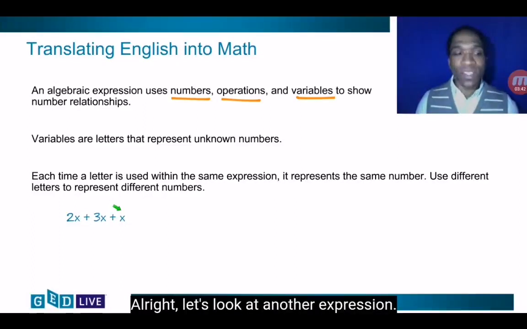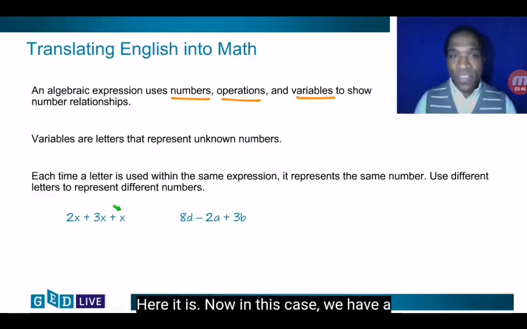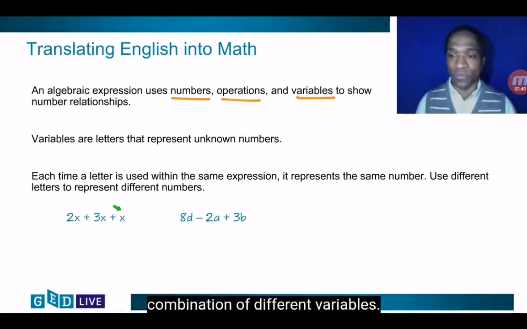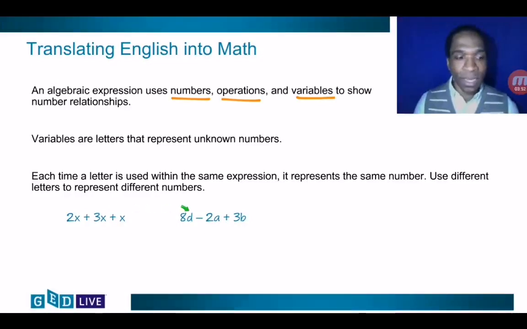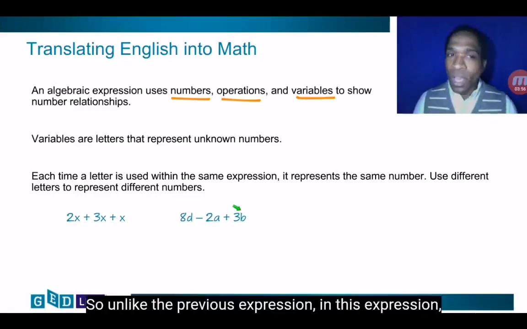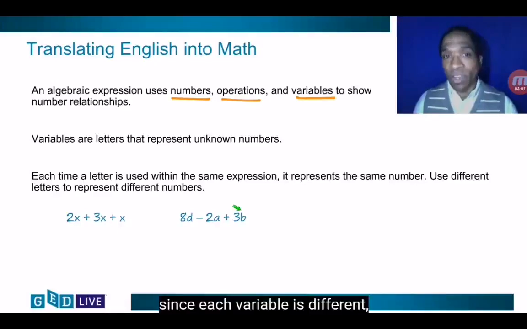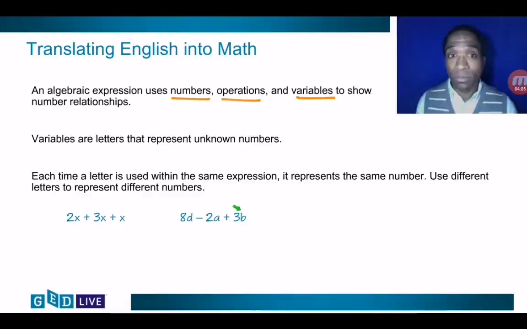All right, let's look at another expression. Here it is. Now, in this case, we have a combination of different variables. We have a d variable, an a variable, and a b variable. So unlike the previous expression, in this expression, since each variable is different, each variable represents a different number.